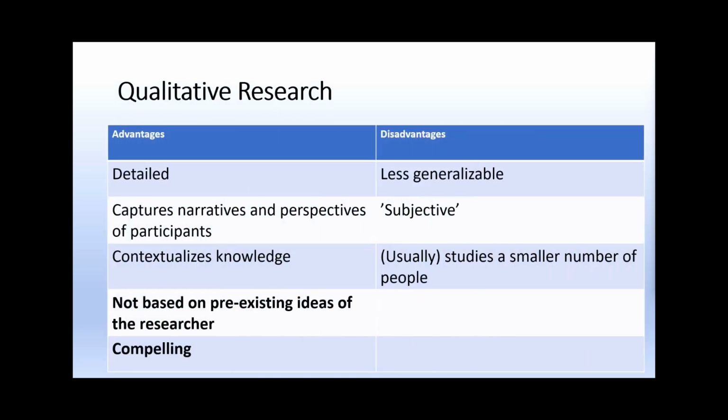Let's go ahead. Let's look at the advantages and disadvantages of qualitative research. So the advantages: it is detailed. You get a lot of stories from people, so you get a lot of data. It captures narratives and perspectives of participants, and contextualizes knowledge. It's not based on pre-existing ideas of the researcher. So you can't go in with already formulated ideas. It is the people you talk to that give you the idea, and it's always compelling.